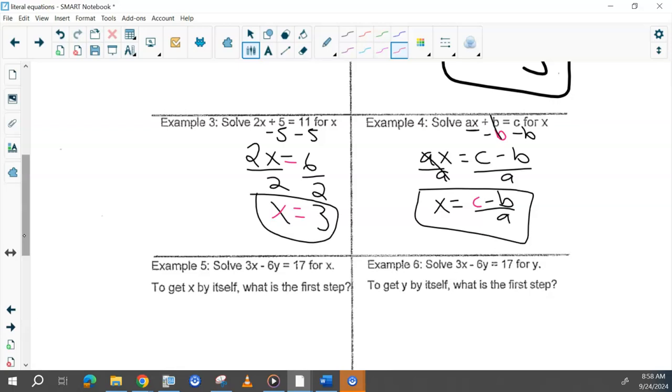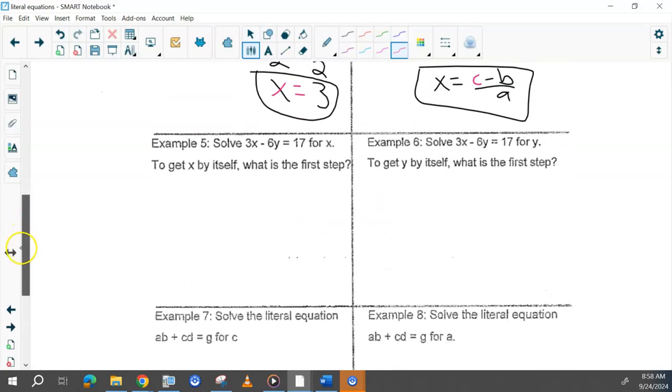Okay, on to the next. These are similar, so we'll only do one of them, and then we'll do one of those. For 5 or 6, I'll let you guys choose. Okay, so for 6, we have to solve for y. What do we think would be the first step there?